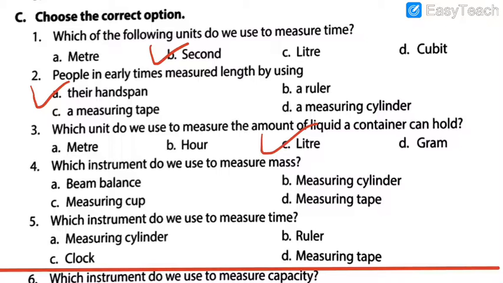So what could be the correct answer? Liter. Meter is for the height, hour is for the time, gram is for the weight. So liter is the correct answer.